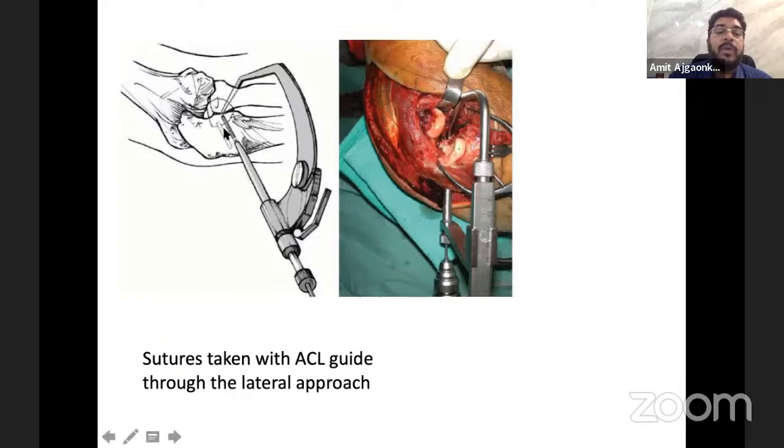This is the way you do repair of your coronoid. If your coronoid is too small, it's just a small tip, then you have to repair the anterior bundle or the anterior capsule which is attached there. And that is very easy to do when your radial head is fractured from the lateral side. Before you fix your radial head, you go down on the medial side from the lateral approach, fix either your coronoid or your anterior bundle of the capsule.